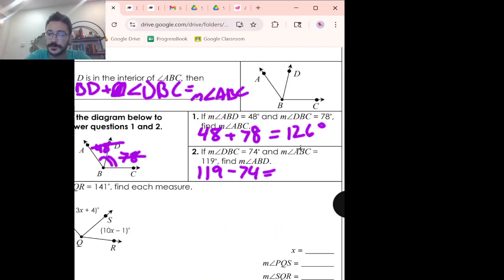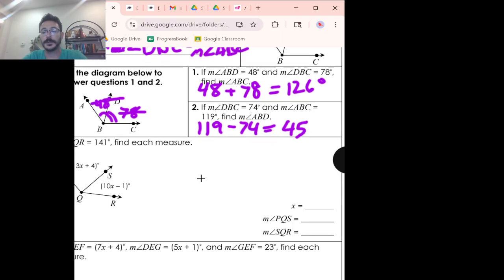So 119 minus 74, 45. I won't make you guys suffer through me trying to figure out math. Not my specialty. So you can work backwards basically, even with the angle addition postulate, still basically saying that the smaller sections add up to the total, and we can work with that.